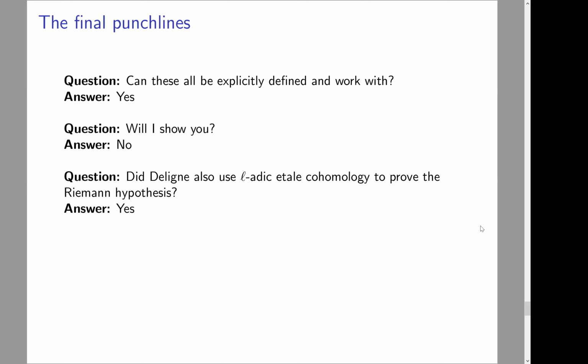There's a lot of actual hard work that's done, lots of clever estimates and manipulations you have to go through. This actually is spelled out in this set of notes by Milne that I mentioned on étale cohomology. At the end, he describes Deligne's proof, but it is very technical and very, very clever.